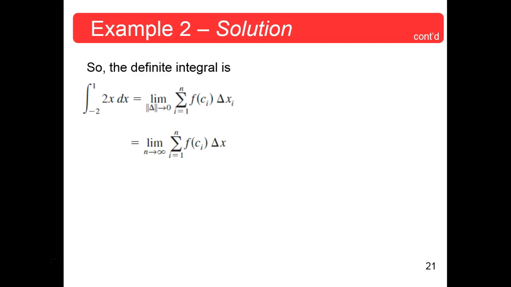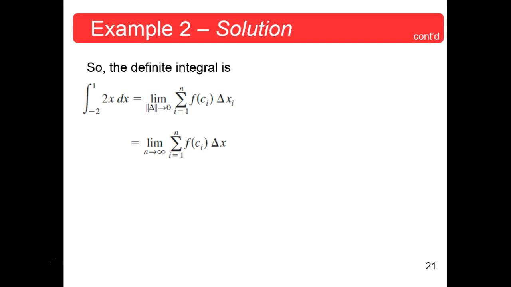Okay? So if you plug that in, here's where they made their change. They went from the norm going to 0, to n going to infinity. Because as the maximum length of that thing goes closer and closer to 0, that means your n has to be going to infinity, because over n, that makes that go to infinity. So this will be the summation of i equal 1 to n of f of c sub i. We already know what c is, that's from the previous slide, and we know what the delta x is, that's from the previous slide.